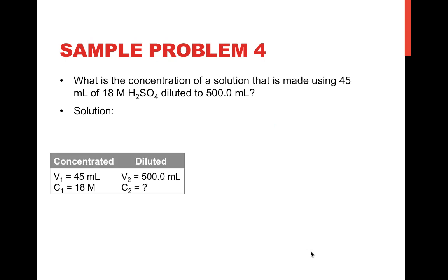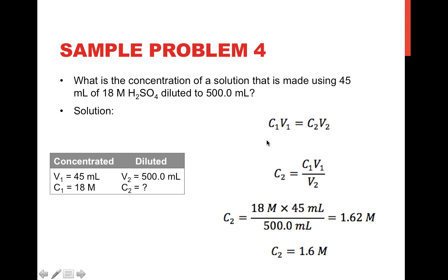Actually, one more. If we look at sample problem 4, it says, what is the concentration of a solution that is made using 45 milliliters of 18 molar H2SO4 diluted to 500 mL? So we have C1 V1, we're given V2, and we're trying to solve for C2. So we can rearrange our equation for C2, C1 V1 over V2, plug in our values, and we're going to get 1.6 molar.